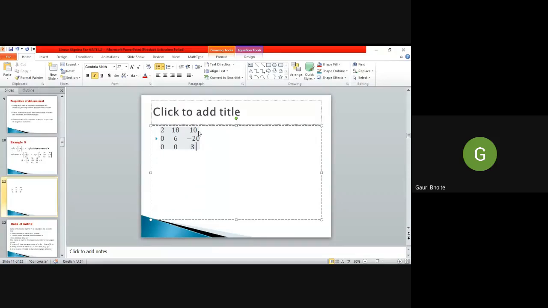Or we can add one more column and row also. But what about this? This is a triangular matrix and its determinant is the product of the diagonal elements. So without calculating, what is the product of the diagonal elements? What is the value of the determinant if this is the matrix A? Are you getting 36?